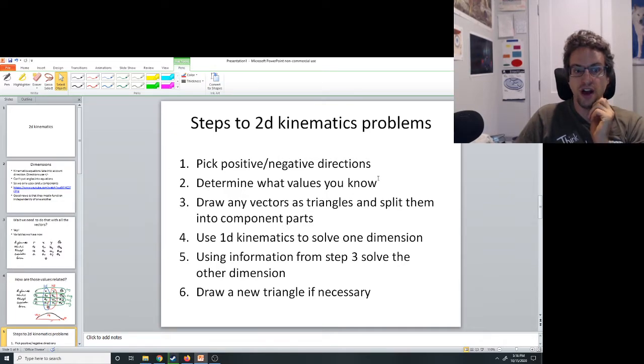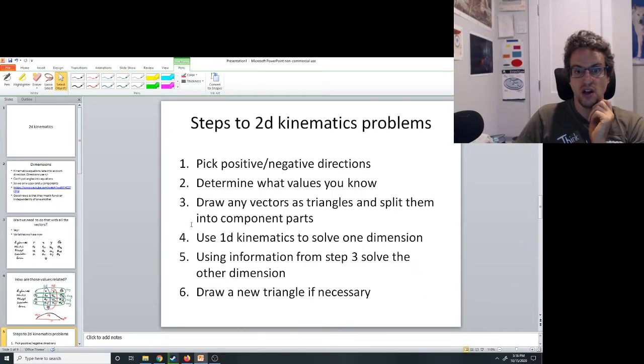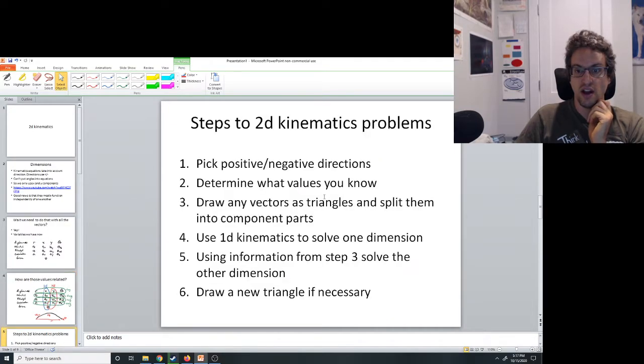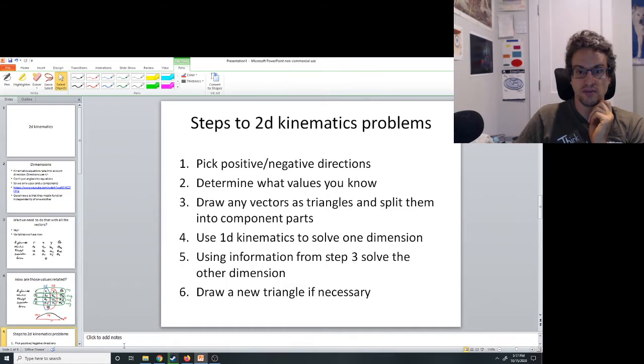Okay, determine what values you know. Which of these values do we know? Draw any vectors that would be the hypotenuse. These would be the hypotenuse and these would be the angle, right? And split into component parts. So if I've got these values here, I want them to be these values. Then use 1D kinematics to solve those dimensions.